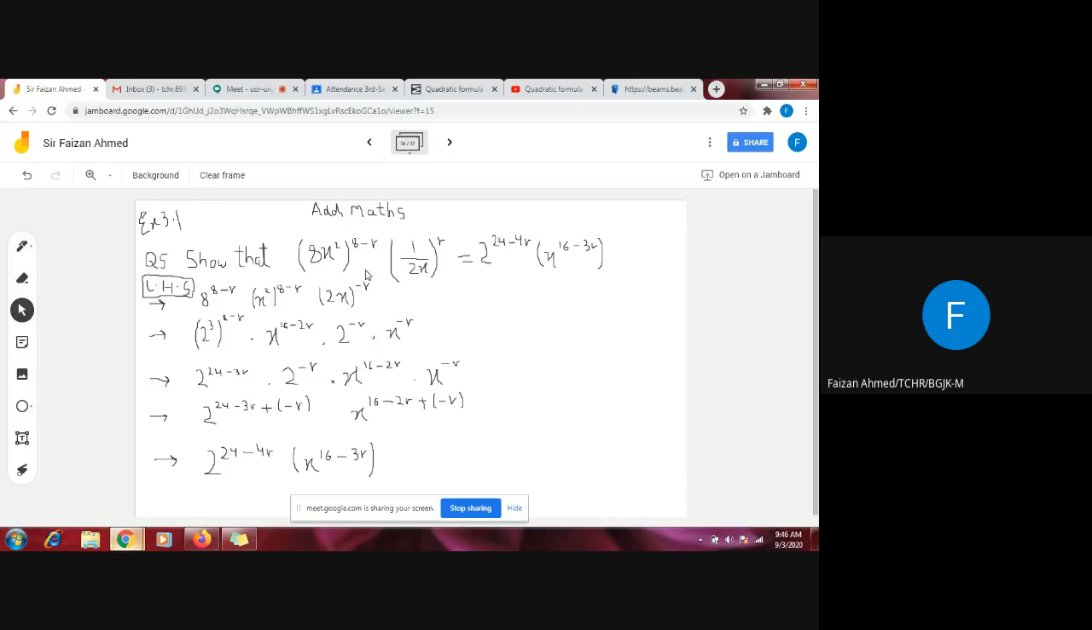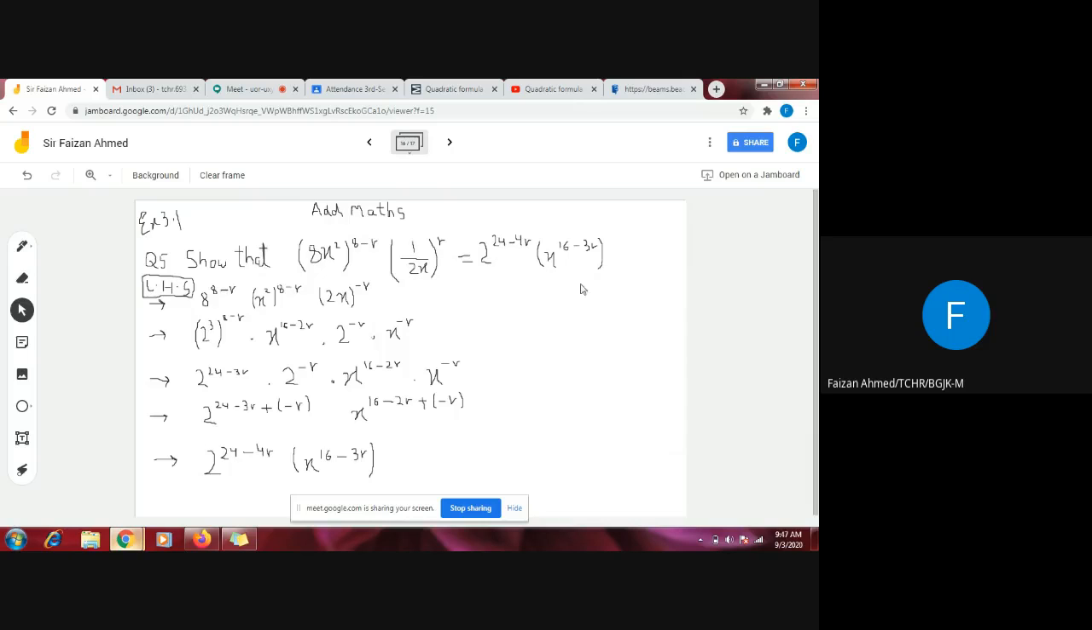So I am picking the left hand side first. Left hand side is this one, and I can clearly see that there is more than one thing in the bracket, and there is a whole power as well. So I will just distribute this power to both the number and the variable. So I have written 8, and then the whole power will be written on 8 as well, that is 8 minus r. And then this x square, again the whole power will be 8 minus r. So I have distributed the power among the two.